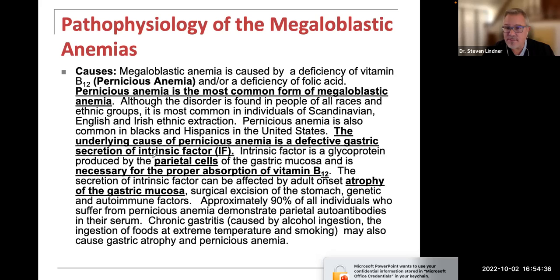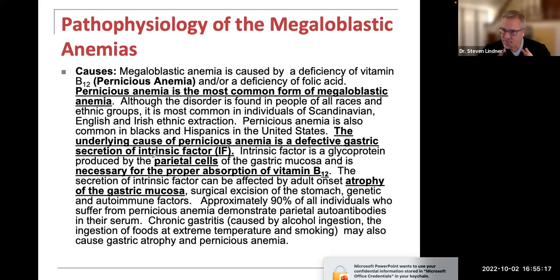The underlying cause of pernicious anemia is a defective gastric secretion of something called intrinsic factor. Remember, intrinsic factor is produced by some of the cells within the stomach. Intrinsic factor is a glycoprotein, and it's produced by these parietal cells. Now, the parietal cells are found in the gastric lining of the mucosa, and you need intrinsic factor to bind to B12, and it's going to transport it to its next pit stop throughout the intestines.